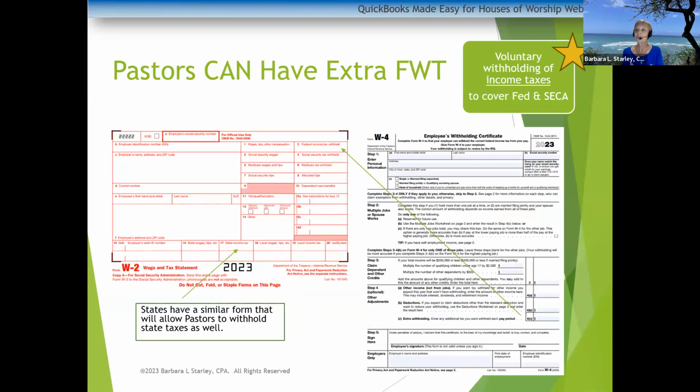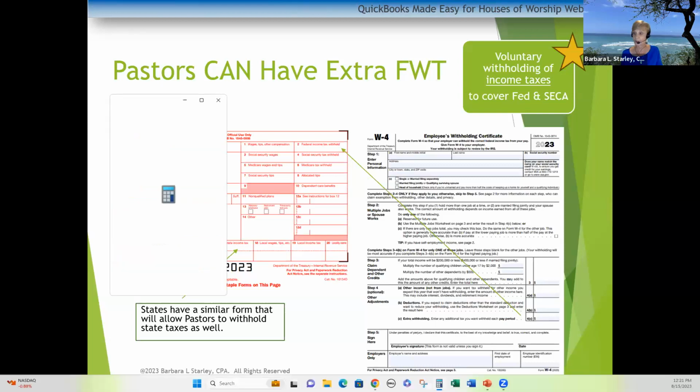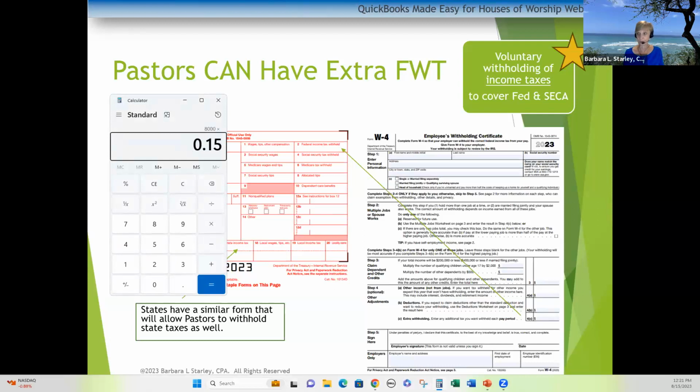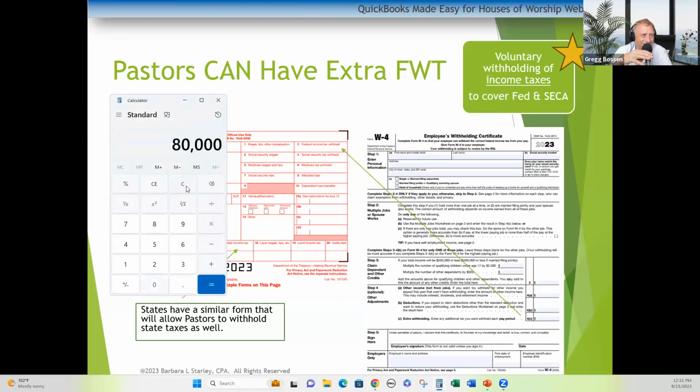Okay. But pastors can have extra federal withholding tax. So what they do, and this is one of those little ones with a star, they can voluntarily say, hey, I know that my SE tax is going to be, well, let's do the math. If you have $80,000, that's all subject to SE tax, right? And you know that you're going to essentially be paying 15.3% just for SE tax. That's 8,000. I didn't do that right. Hold on. 12,000. I want to make sure that you guys see it: $80,000 times 0.153, $12,240, right? That's going to be the SE tax.